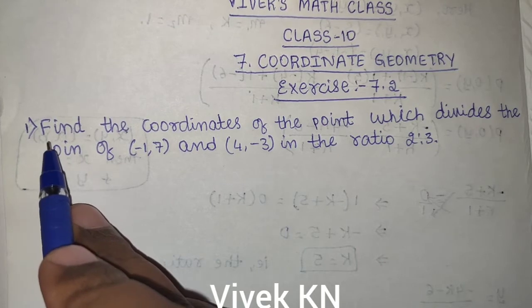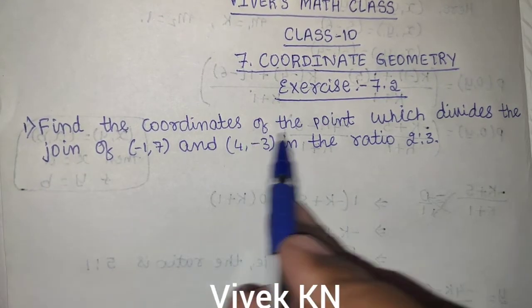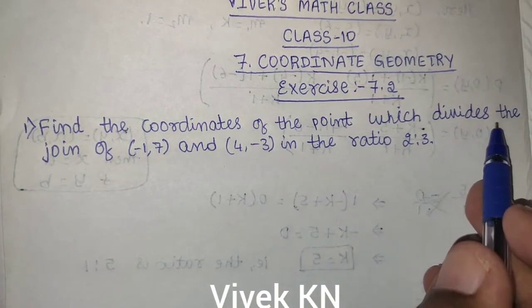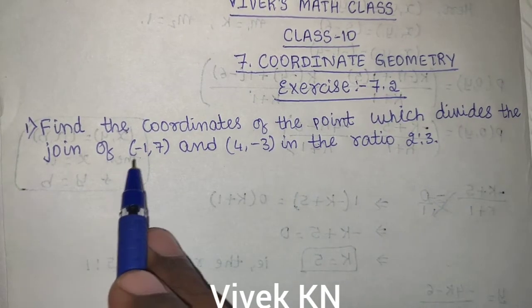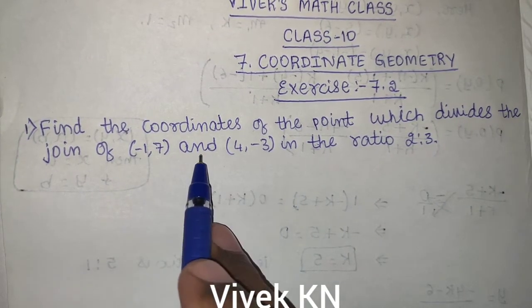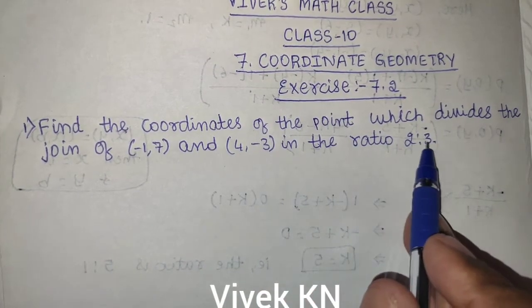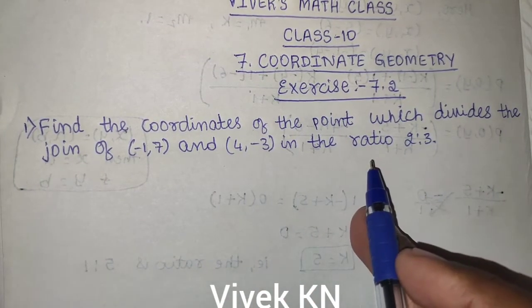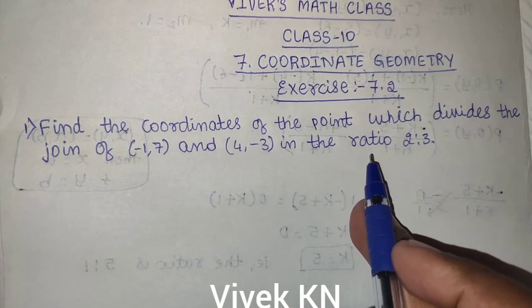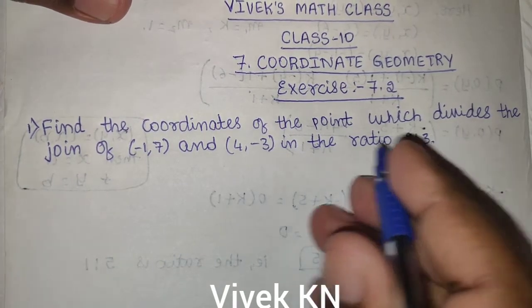First question, find the coordinates of the point which divides the join of (-1, 7) and (4, -3) in the ratio 2:3. To understand this problem, first let us draw a line segment.